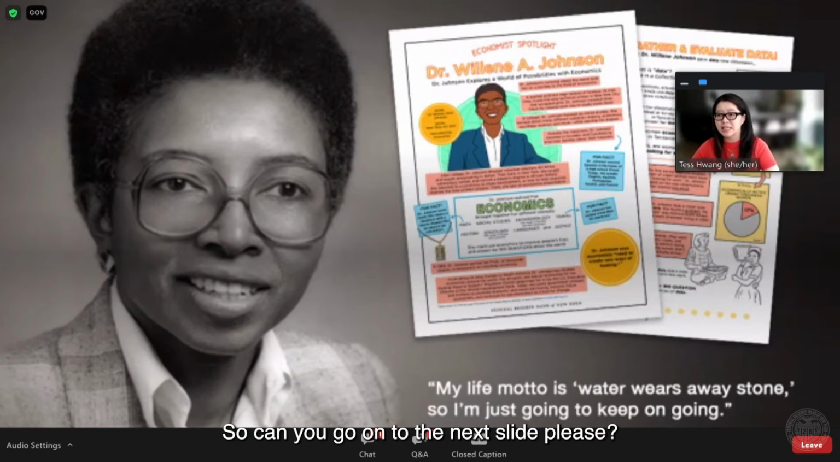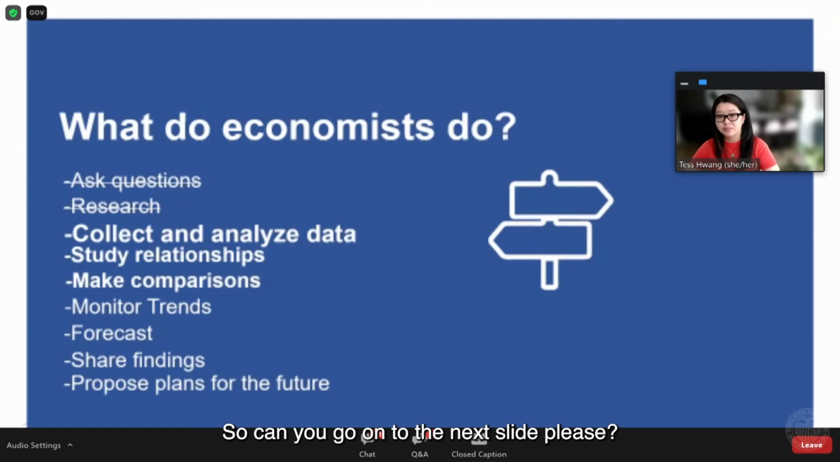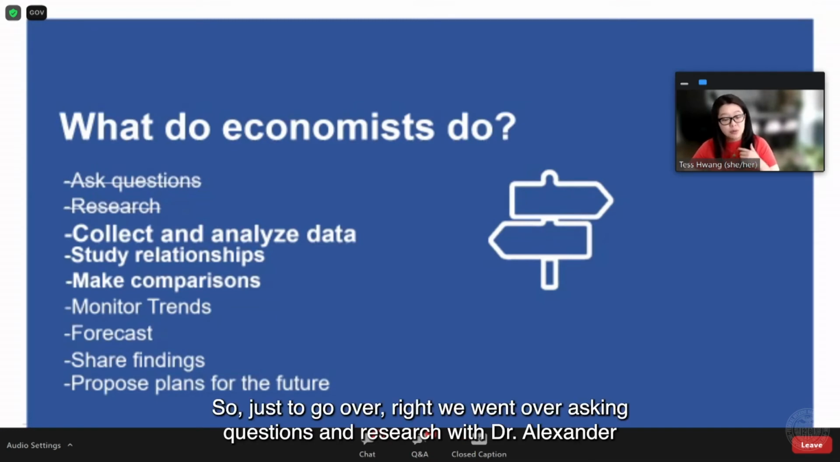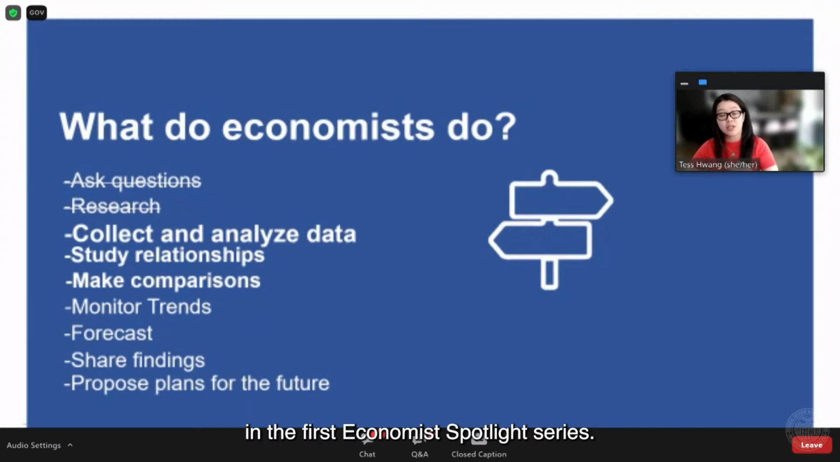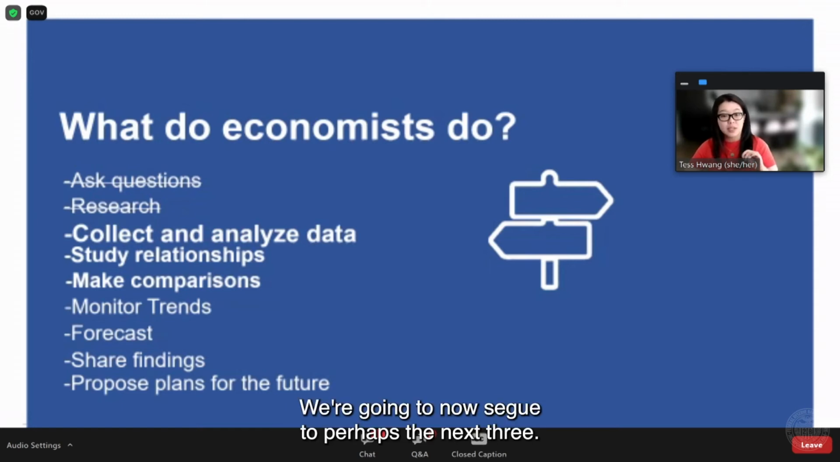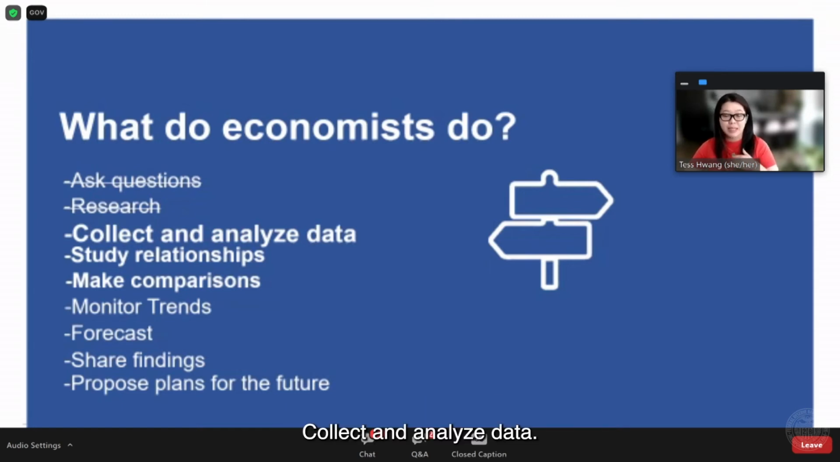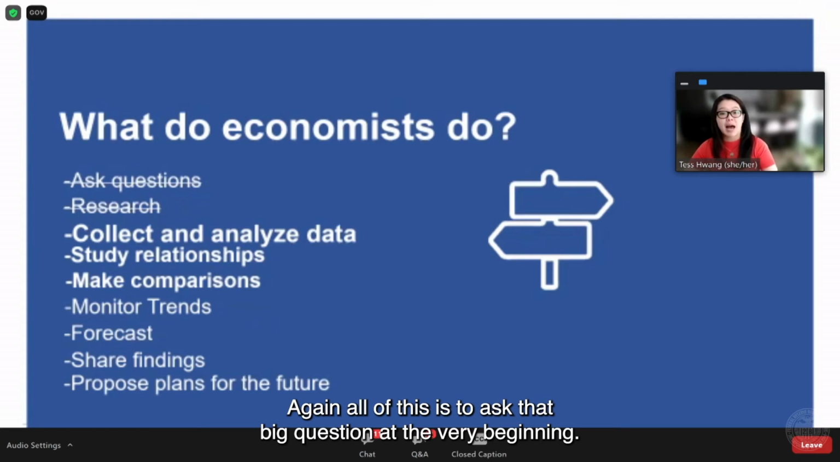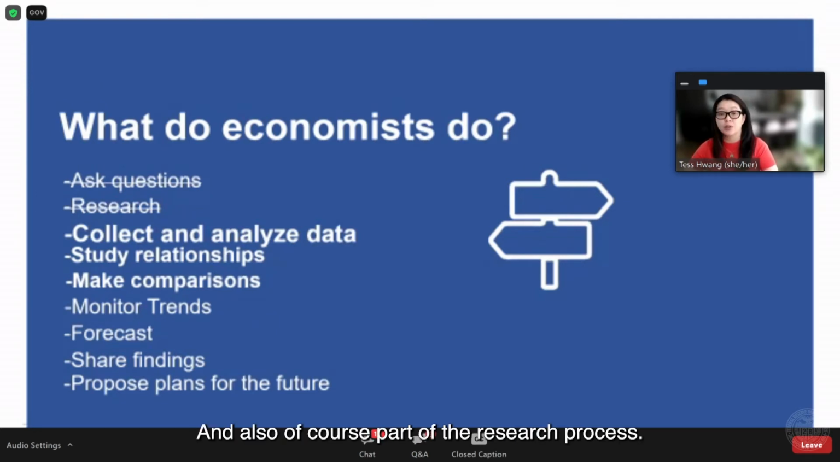So if you go on to the next slide, please. So just to go over, right, we went over asking questions and research with Dr. Alexander in the first Economist Spotlight series, Graham talking a little bit about that in the redlining aspect. We're gonna now segue to perhaps the next three. Collect and analyze data, study relationships, and make comparisons. Again, all of this is to ask that big question at the very beginning, and also, of course, part of the research process. So we go on to the next slide.